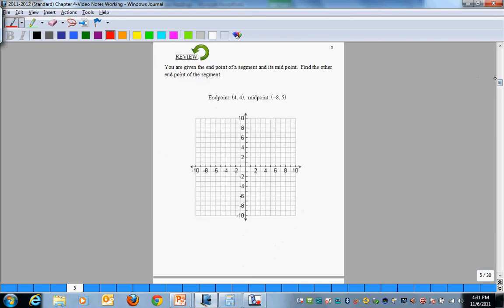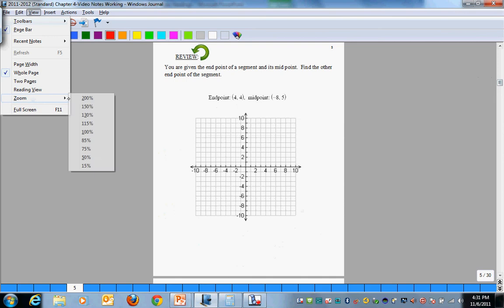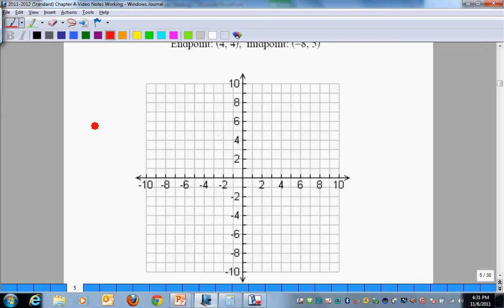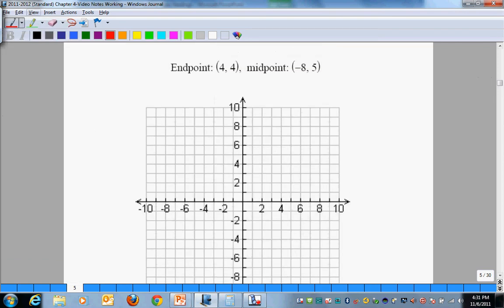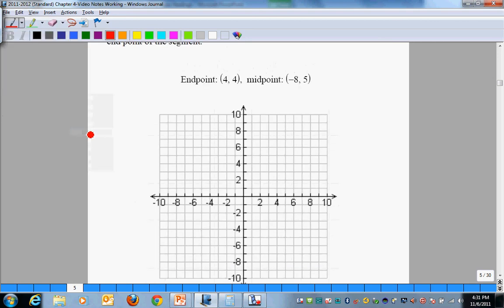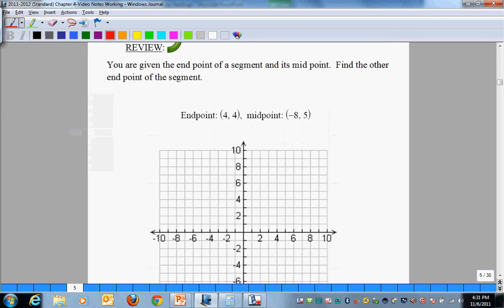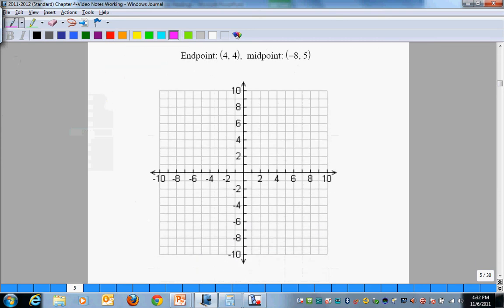We're going to do a review problem first, page 5. It says here, you're given the end point of a segment and its midpoint. Find the other end point. That is what you were looking for. So here's an end point at 4, 4. And then we're given a midpoint of -8 and 5.